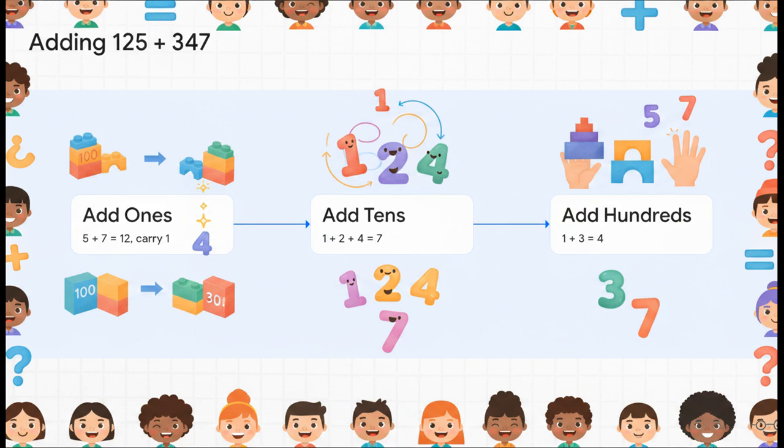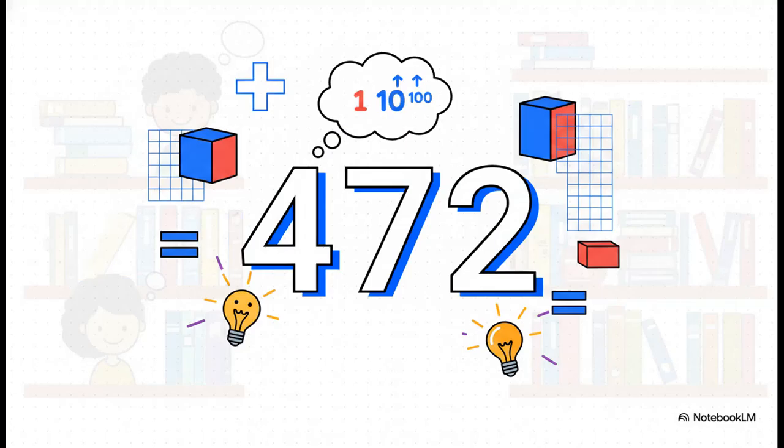Okay, step 2, add the 10s. 1, yep, the one we just carried, plus 2 plus 4 equals 7. And finally, step 3, add the hundreds. 1 plus 3 equals 4. Bringing it all together, our final answer to the master challenge is 472. Incredible job. By applying a highly structured visual system and just carrying the 1s, what looked like a super complex data set is actually really easily solved.